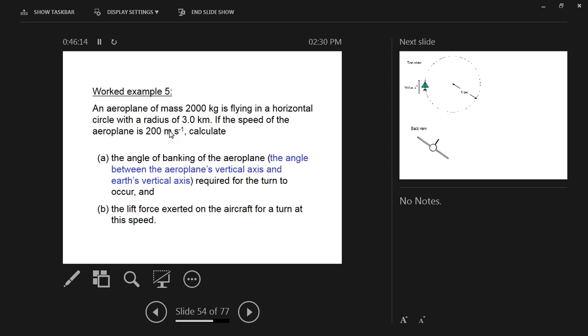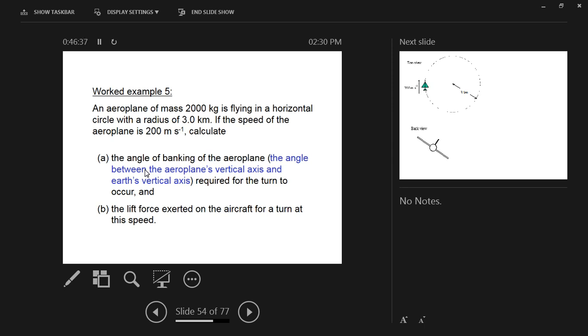Here there is a new term. In this question, you're given an airplane. The mass is 2000 kg, flying in a horizontal circle. The radius is given, 3 km. The speed of the plane is given, 200 meters per second. In part A, you're asked to calculate the angle of banking.